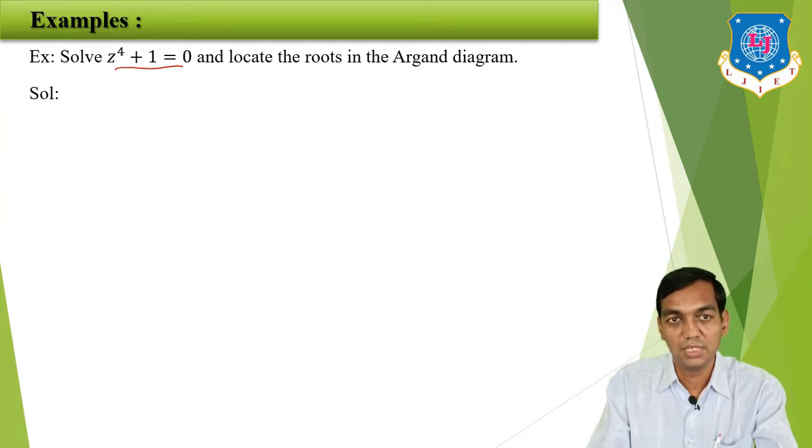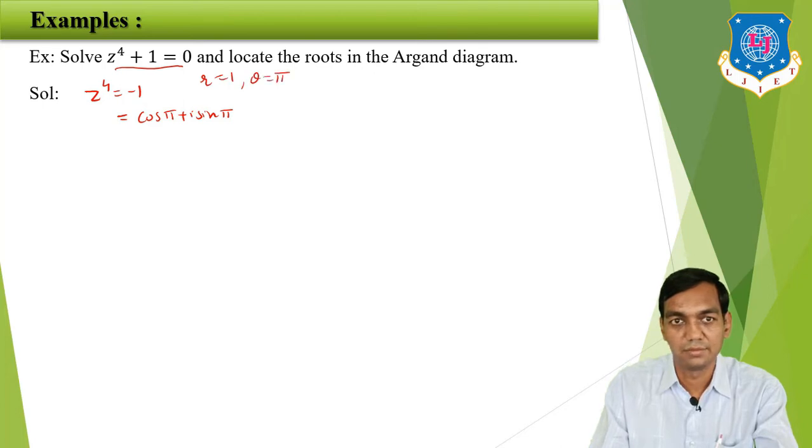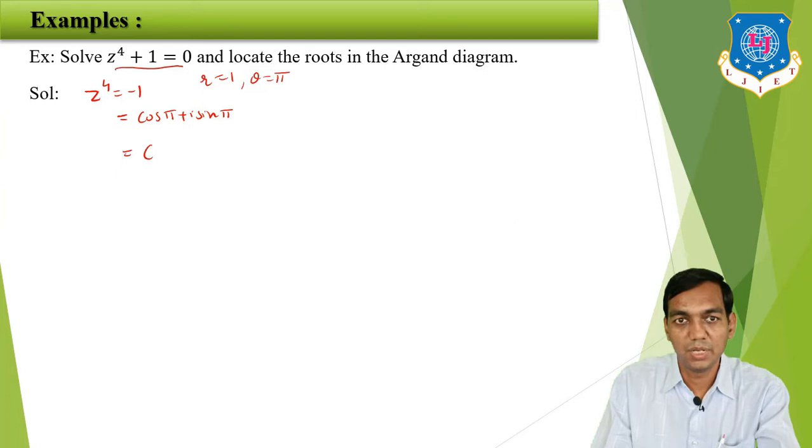Now this one is a very important example. Z raised to 4 is minus 1. Now minus 1 I am going to write in polar form. Then this is cos pi plus i sin pi. R is 1 and theta is pi. Then you have to replace theta by 2k pi plus theta. So I am going to write this as cis pi, and that will be cis 2k pi plus pi.